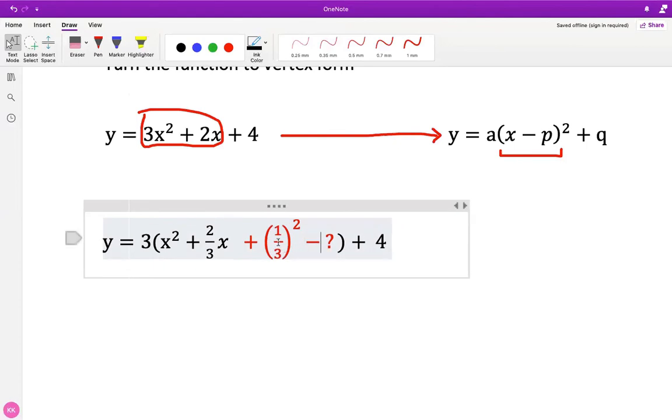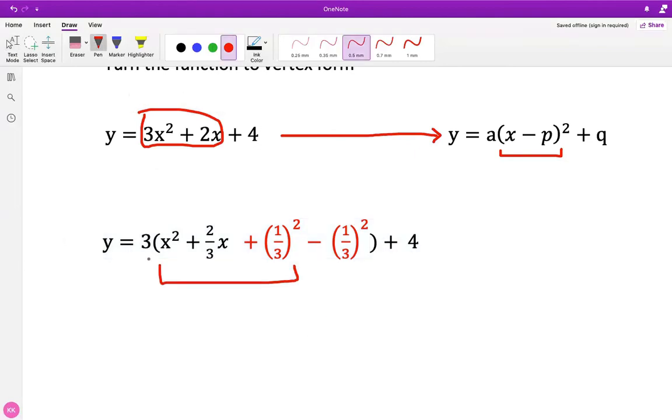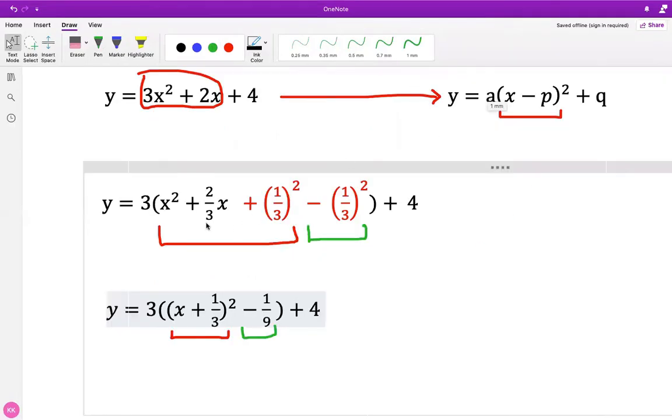We already figured out the b value, so b equals 1 over 3. Because I'm adding the new number, I'm going to subtract the same number here. And we get this equation, which is identical to the previous equation. Next, I'm going to group these three terms together and write them in this format. When I factor these three terms, I get x plus 1 over 3 squared.